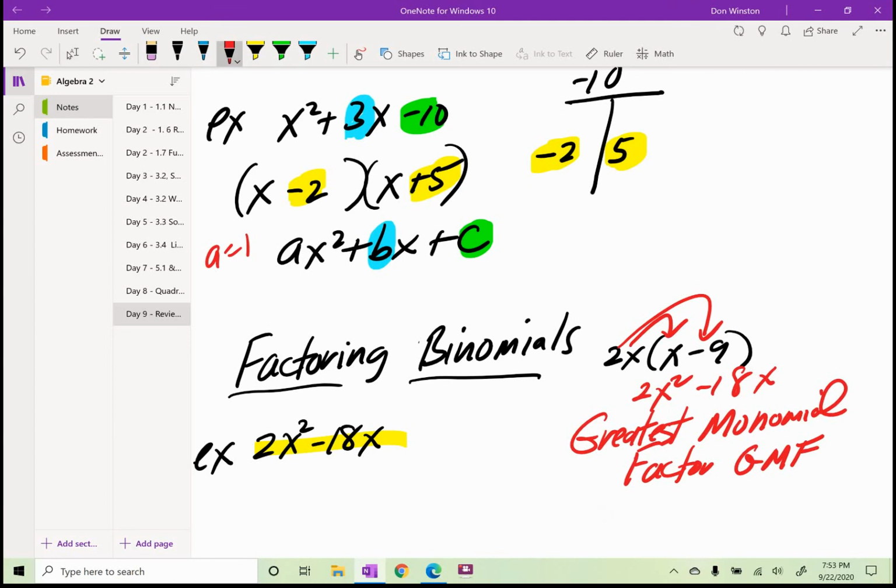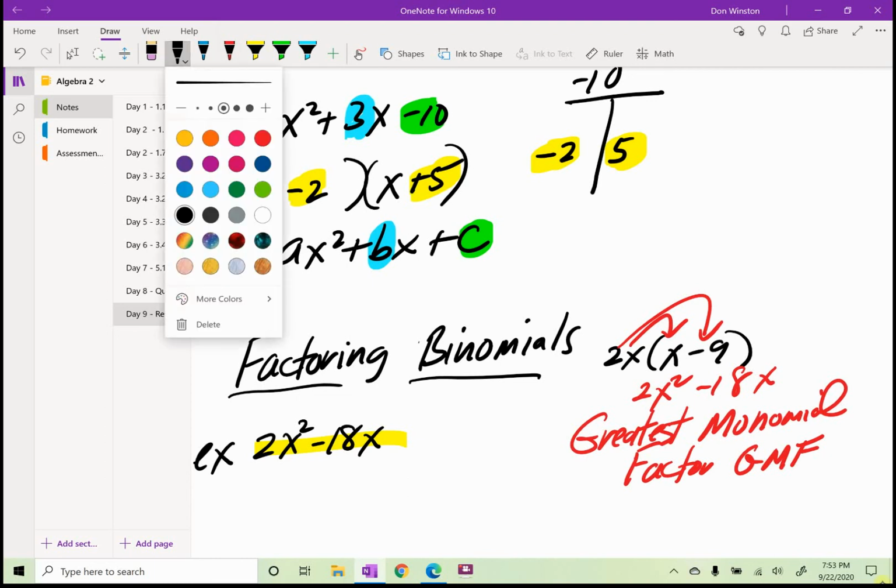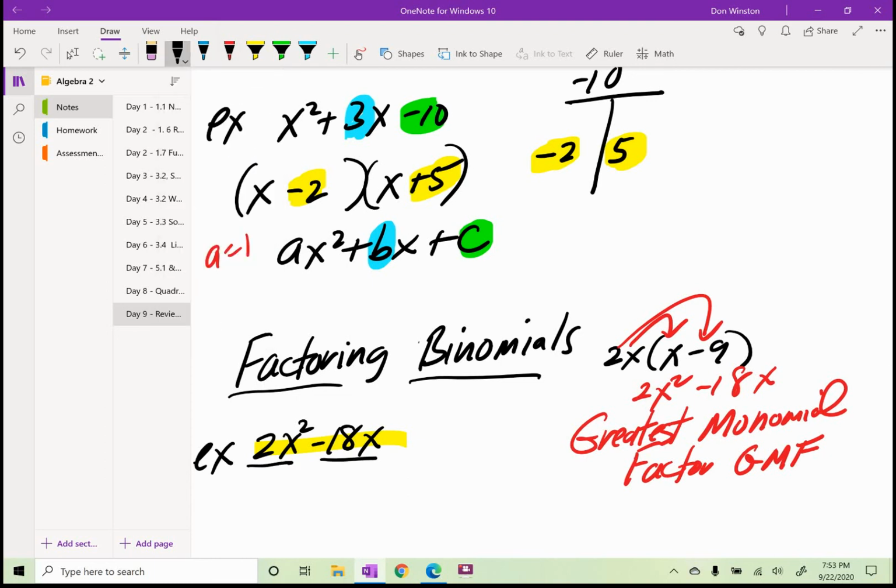Okay, so what is the greatest monomial factor? Well, the greatest monomial factor of a binomial is that monomial factor that divides evenly into both terms. So let me explain here. I have a 2x squared minus an 18x. Remember, again, factoring is the opposite of multiplying, so I'll be dividing here.